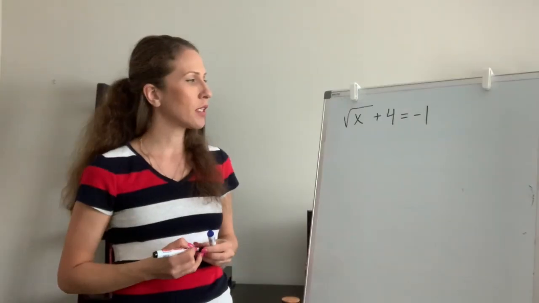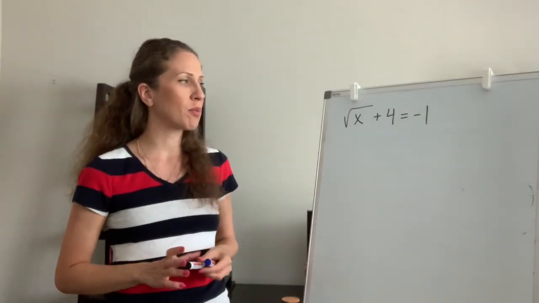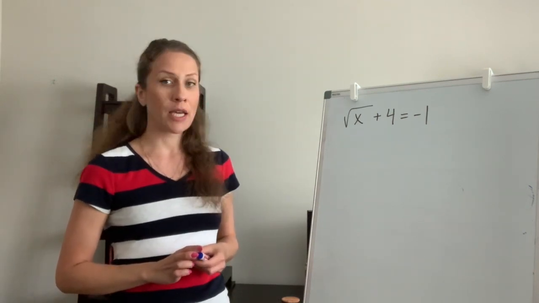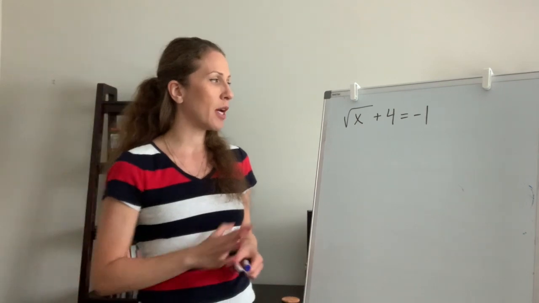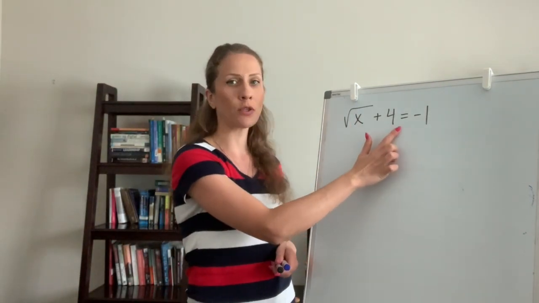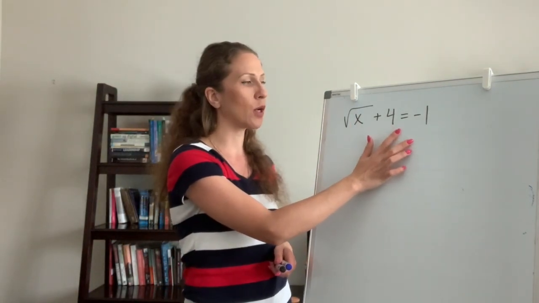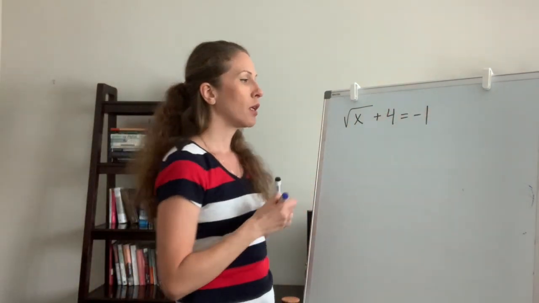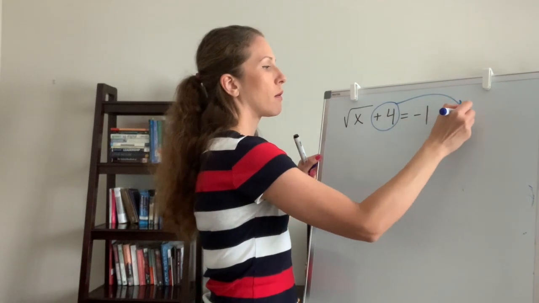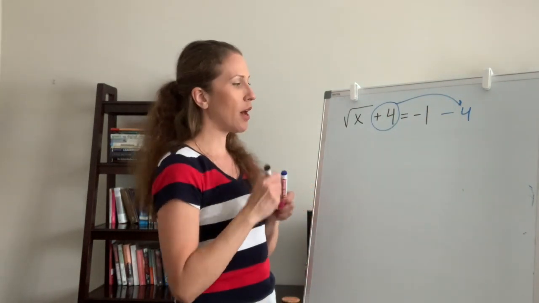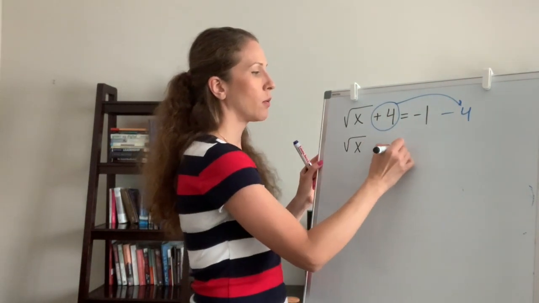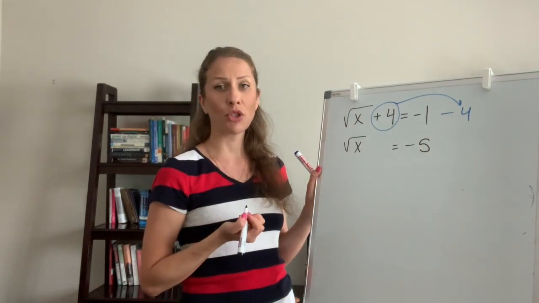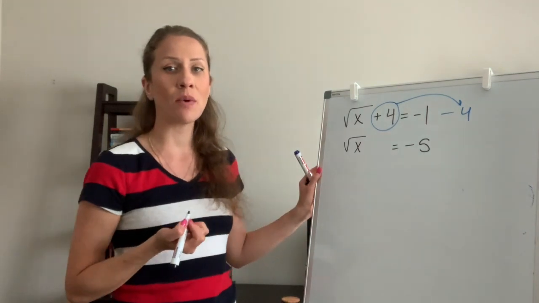And this last final example is the square root of x plus 4 equals negative 1. So again, we need to try to get our radical by itself. The positive 4 stops me from having the radical by itself, so I need to take that positive 4 and move it to the other side by making it negative 4. So now I have square root of x equals negative 5. And it looks like I am ready to apply the square to each side, but I shouldn't.